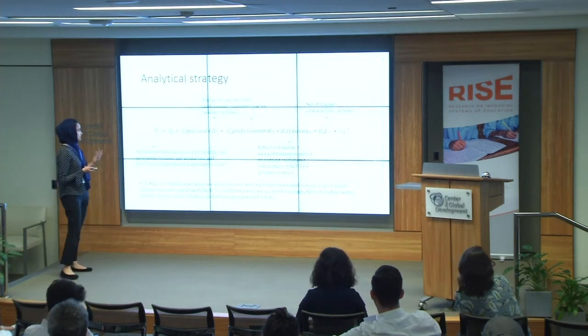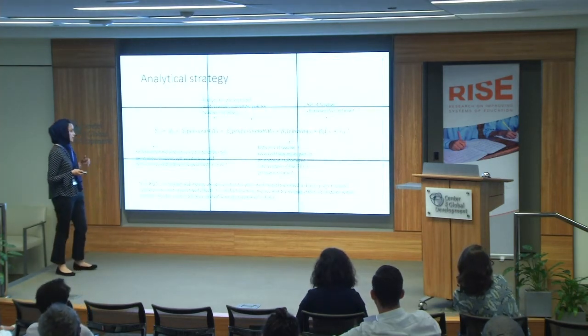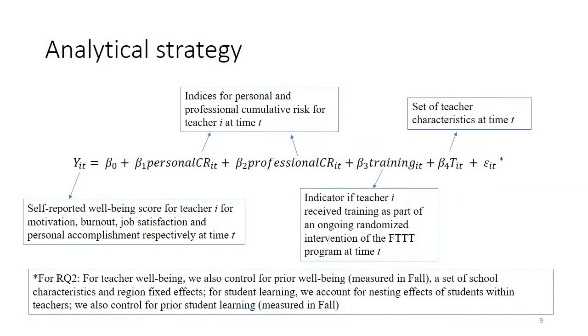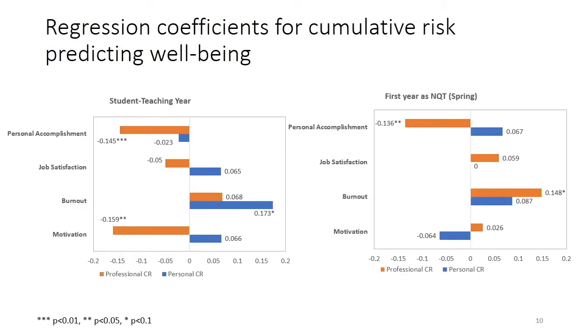So we're using a basic OLS regression model. We're controlling for teacher characteristics, and when we look at teachers when they are placed in schools, we control for school level characteristics and region fixed effects because there are large disparities between regions. And when we're looking at student level outcomes, we account for clustering of students within teachers and schools. So here are some results.